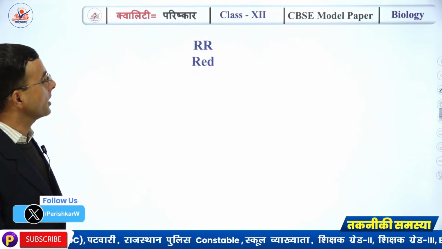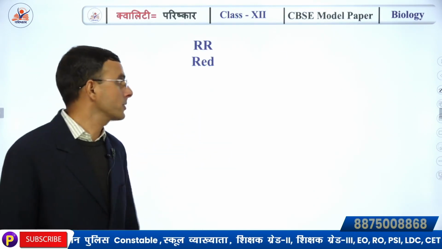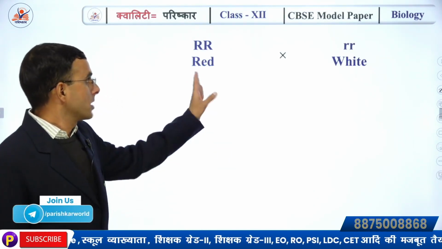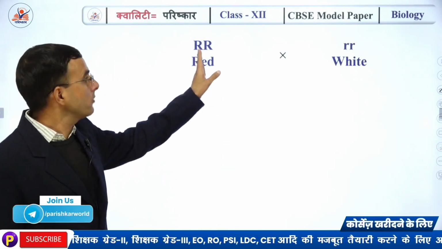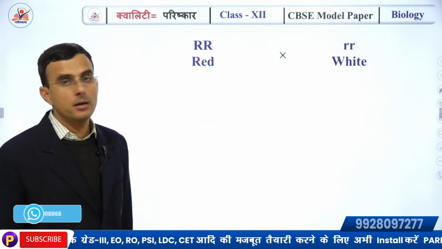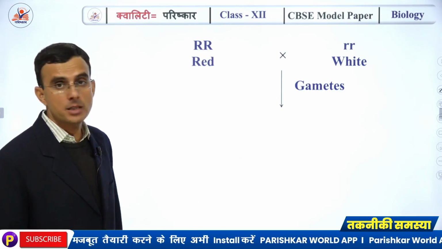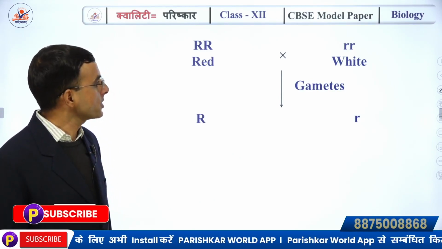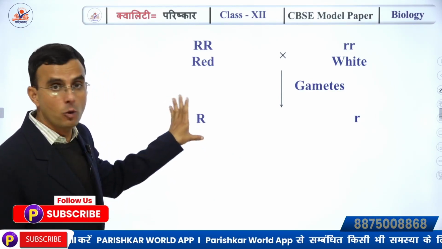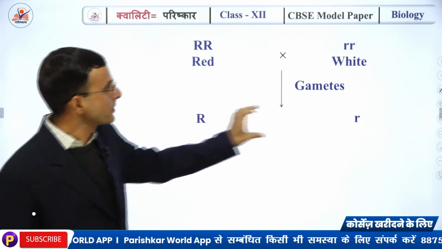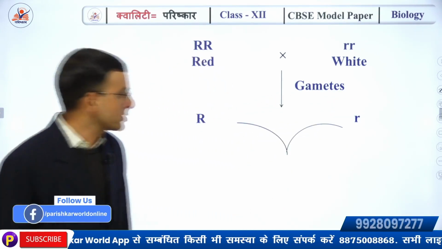How is that phenotypic ratio 3:1? Look at this one. The first parent is red, that is the dominant one, and the second parent is recessive, that is white. So there is a gamete formation. In that gamete formation, all the gametes of the first parent contain the R gene.